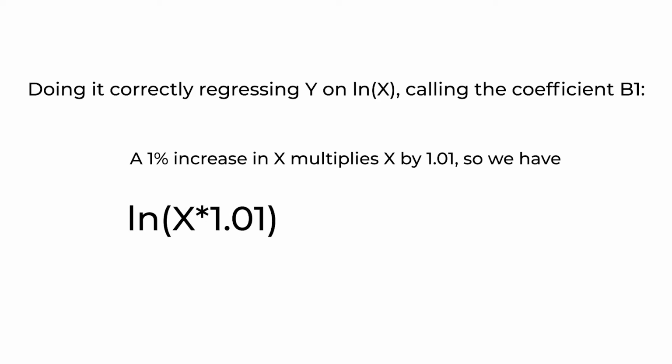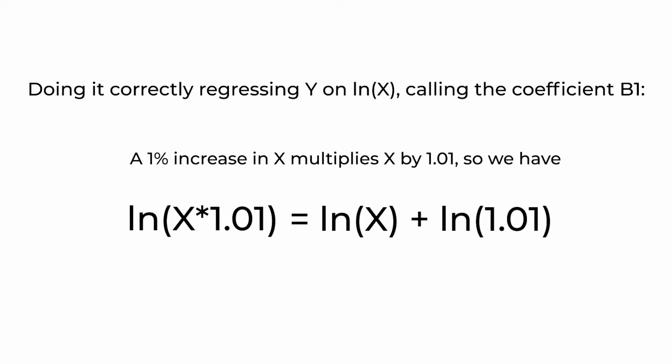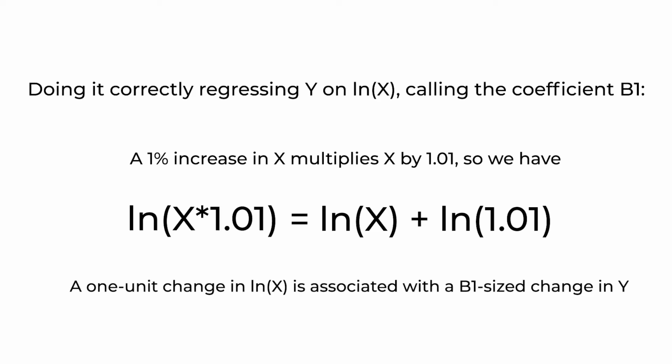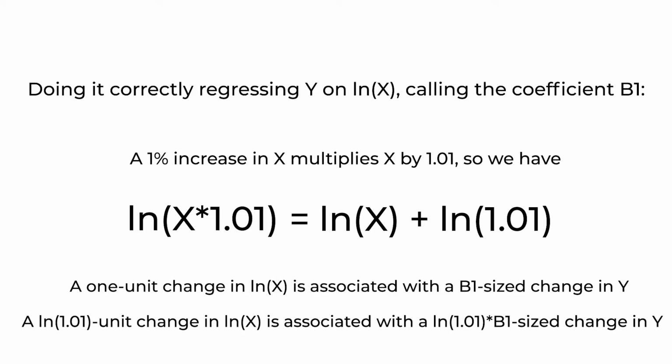So now we have the logarithm of x times 1.01. We can pull that out. We get now the logarithm of x plus the logarithm of 1.01, right? And so we calculate the logarithm of 1.01. We say, okay, that is how many units the log of x has increased by. So what we get now is the coefficient beta 1 times the log of 1.01. That is how much our y is going to increase by.